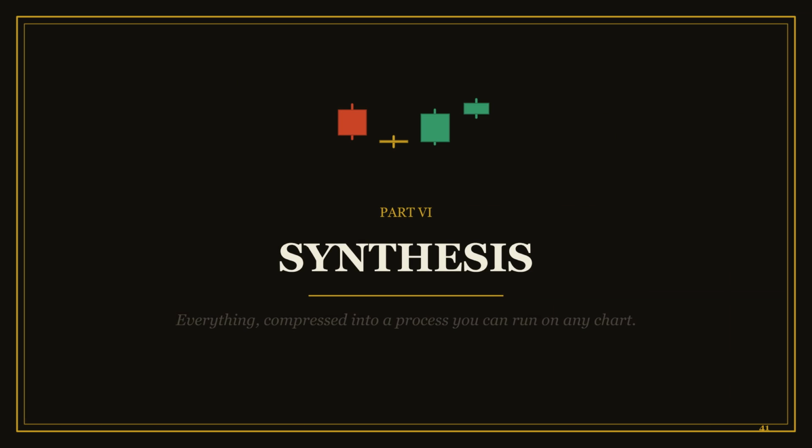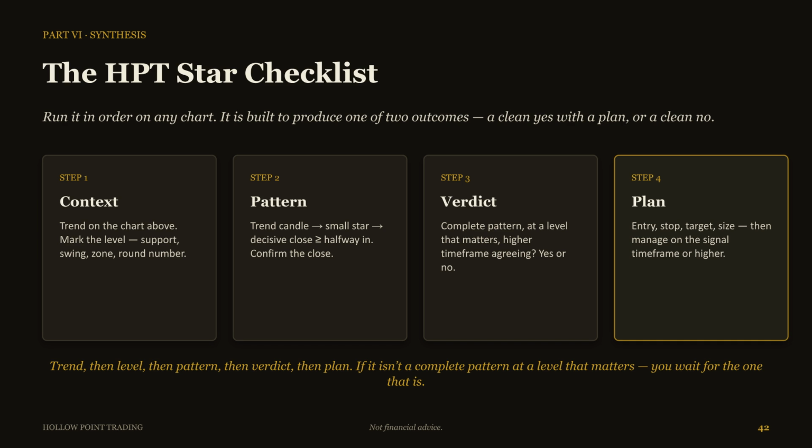Part 6, Synthesis, brings everything together into a process you can execute on any chart. The HPT Star Checklist guides your process in 4 steps. Step 1. Establish context and levels. Step 2. Verify the pattern. Step 3. Deliver a binary verdict. Step 4. Create a complete plan. If it's not a clean yes, wait for the one that is.